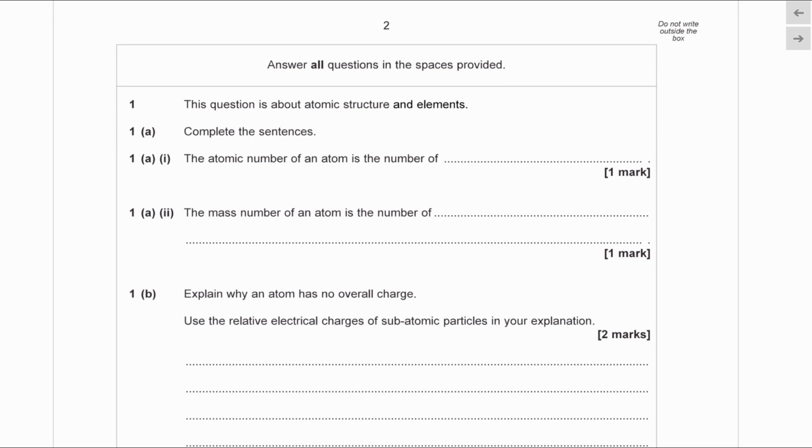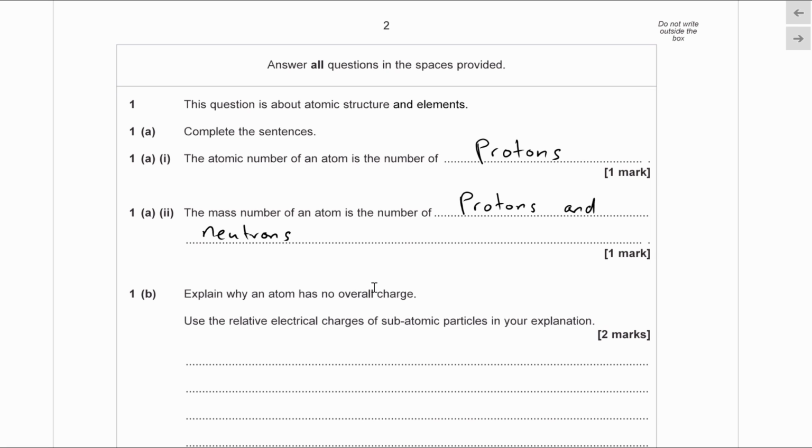Alright, so question 1 says this question is about atomic structure and elements. Complete the following sentences. The atomic number of an atom is the number of, you should know that that is the number of protons. Alright, so that's easy, 1 mark. Part 2 says the mass number of an atom is the number of, okay, and the mass number of an atom includes the number of protons, but it's not only the number of protons, it's also the number of neutrons, because the nucleus contains protons and neutrons. So I'm going to say protons again and neutrons. Okay, alright, so easy so far.